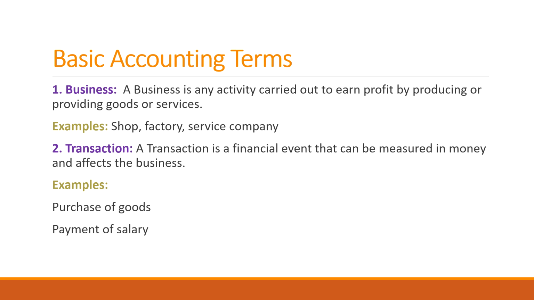Next is transaction. Transaction is a financial event that can be measured in money and affects the business. Let us check an example with Ravi. Ravi buys books for 5,000 rupees or pays salary to a worker. Because money is involved, these activities are called transactions.